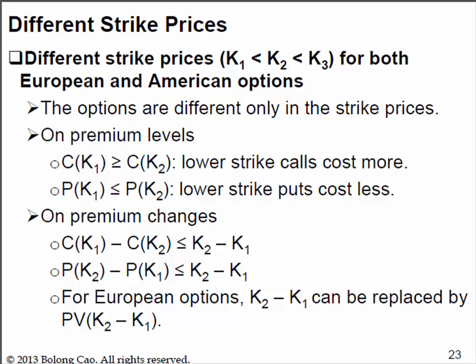Again, a lower strike call costs more. So the low strike call is higher than the high strike call. So CK1 minus CK2 is a positive number. That's the difference between the two calls with different strikes. Now, this premium difference is less than the difference in the strike price, K2 minus K1.